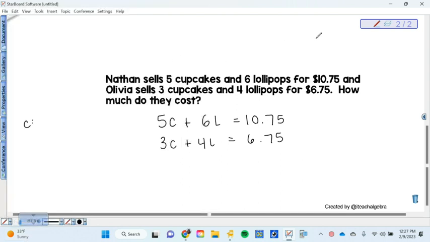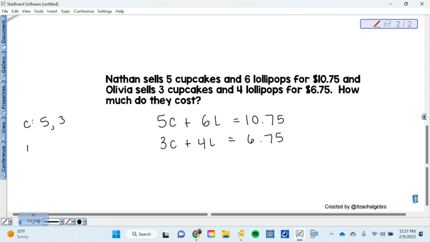What's the coefficients of C? 5 and 3. What's the coefficients of L? 6 and 4. Is 5 and 3 good? Can we cancel each other out with 5 and 3? What about 6 and 4? So what do we do?